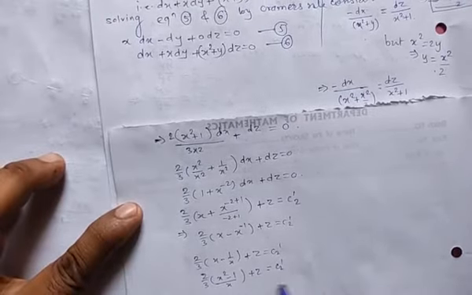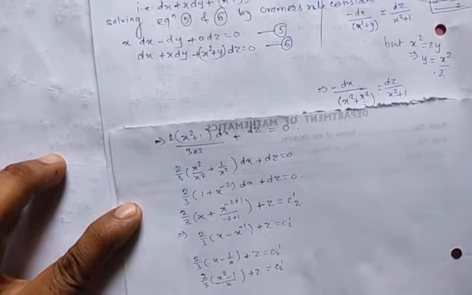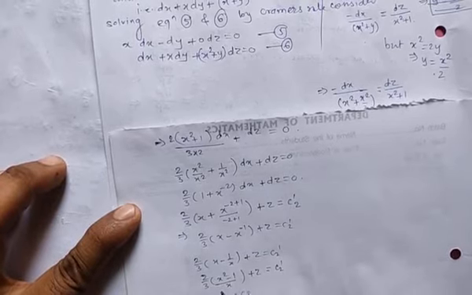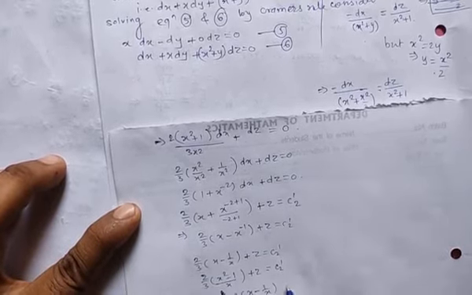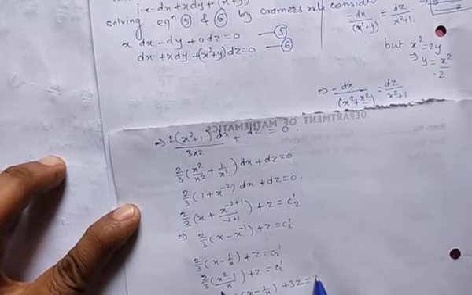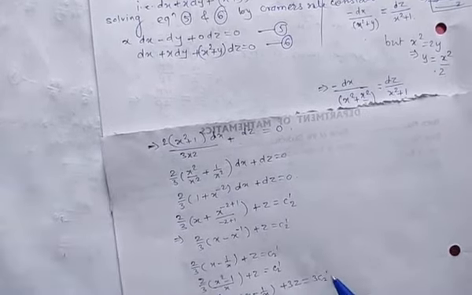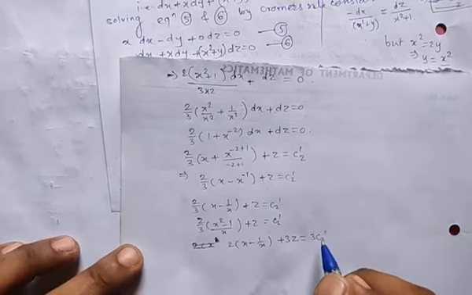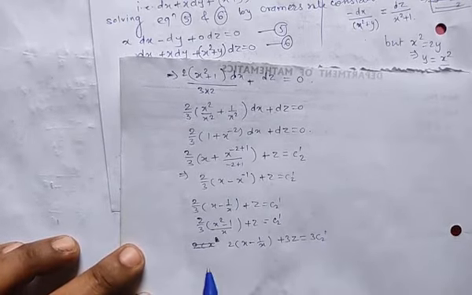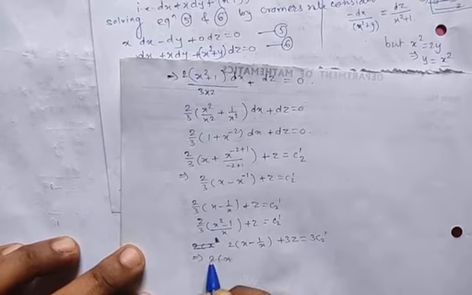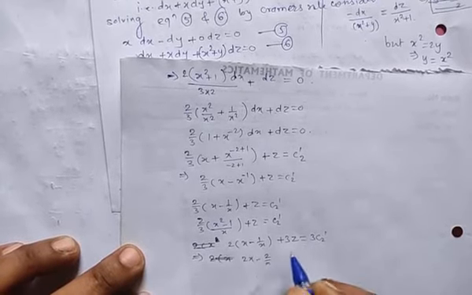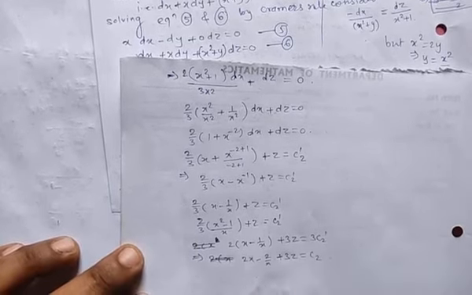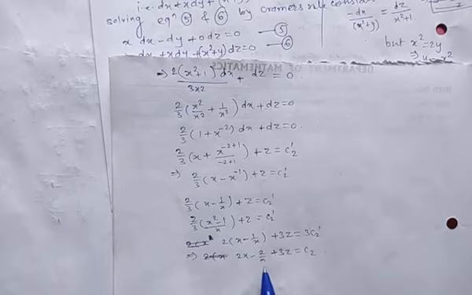Therefore, multiplying throughout by 3, we get 2x minus 1 upon x plus thrice z is equal to thrice c2 dash. Okay, so I will substitute thrice c2 dash as c2. Then we will get 2x minus 2 by x plus thrice z is equal to c2. Okay, so this is the required equation.